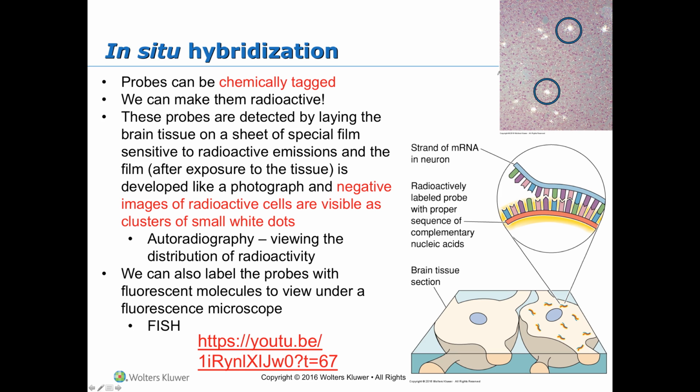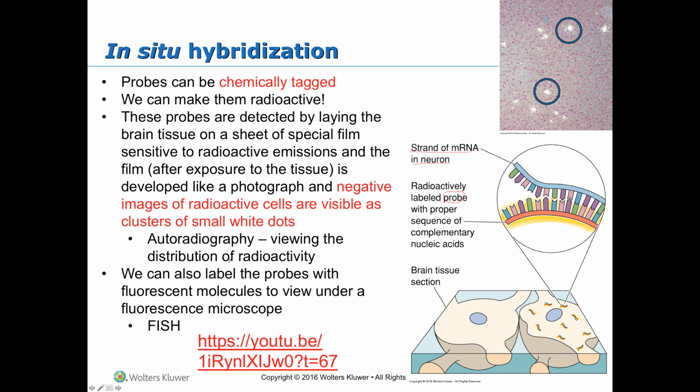So here in this diagram, we have a strand of mRNA in a neuron. And what we do is we take our probe, which is the complementary strand. So we radioactively label it with the proper sequence of the complementary nucleic acids so that it fits together. And then what we can do is lay it down on a piece of brain tissue, and we'll actually be able to see where that mRNA lies and in what particular cells.